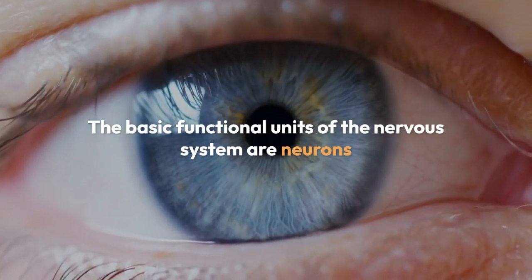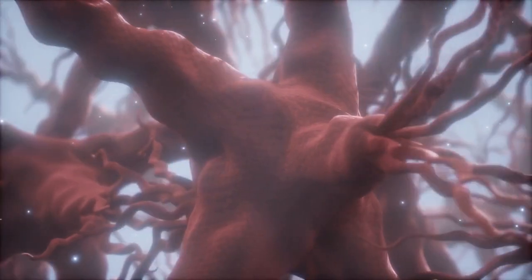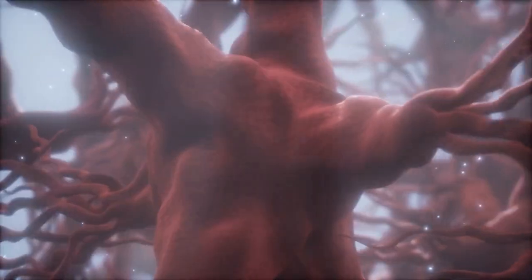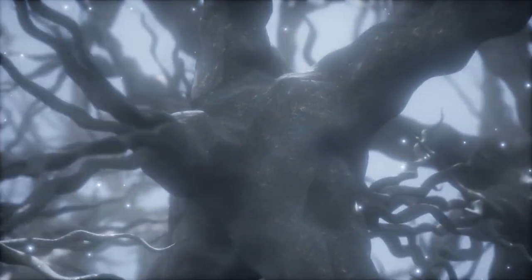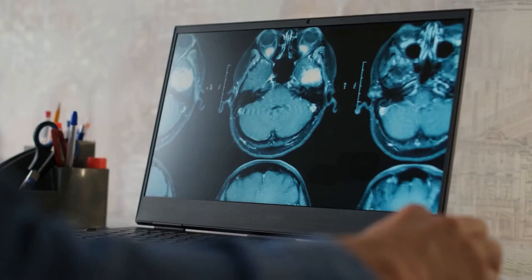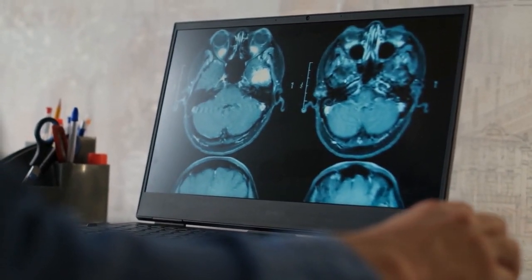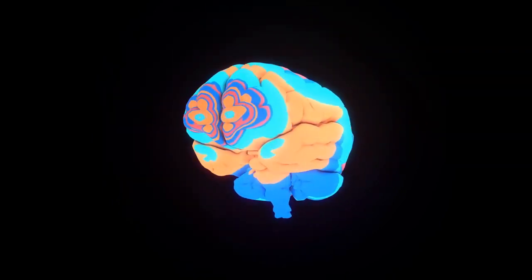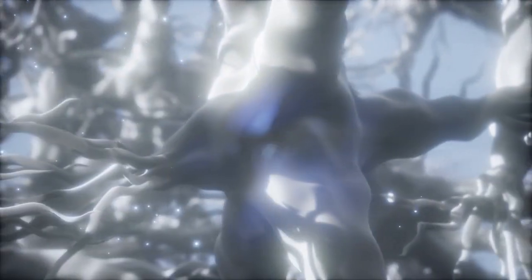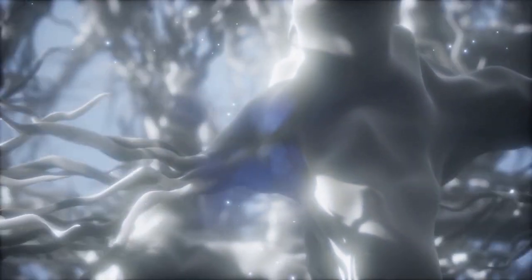The nervous system's basic functional units are neurons, responsible for transmitting information throughout the body. Neurons have dendrites that receive signals from other neurons, and an axon that transmits signals to other neurons, muscles, or glands. Synapses are the junctions where information is transmitted between neurons. Glial cells support and protect neurons.